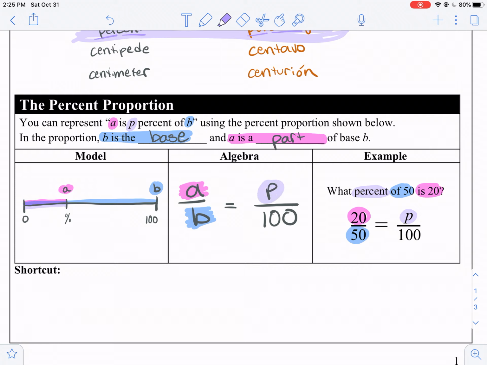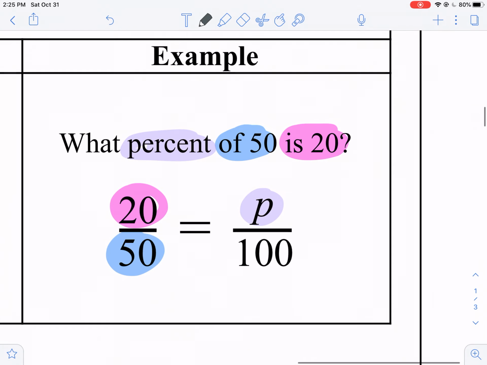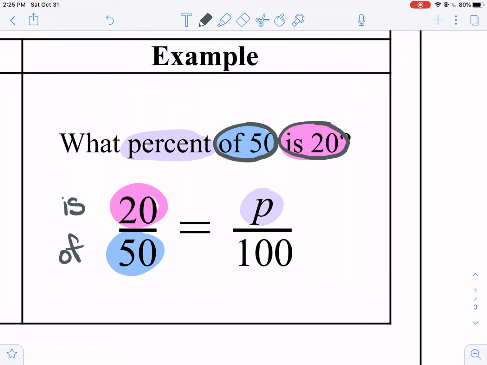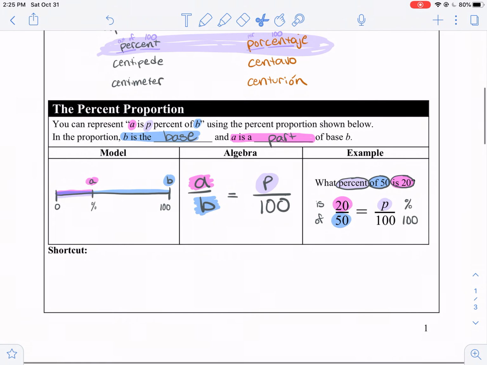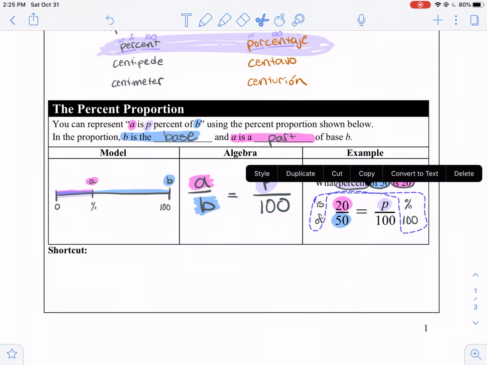Now that's great, and that's kind of abstract, but I have a shortcut to help you that you are going to know and love. So if we look at this hint here, we say that 20 is our is number, and 50 is our of number, and the percent, whatever the percent is, that's our percent. And then 100 is always 100. We can use this shortcut to help us remember how to set up the proportion every time.